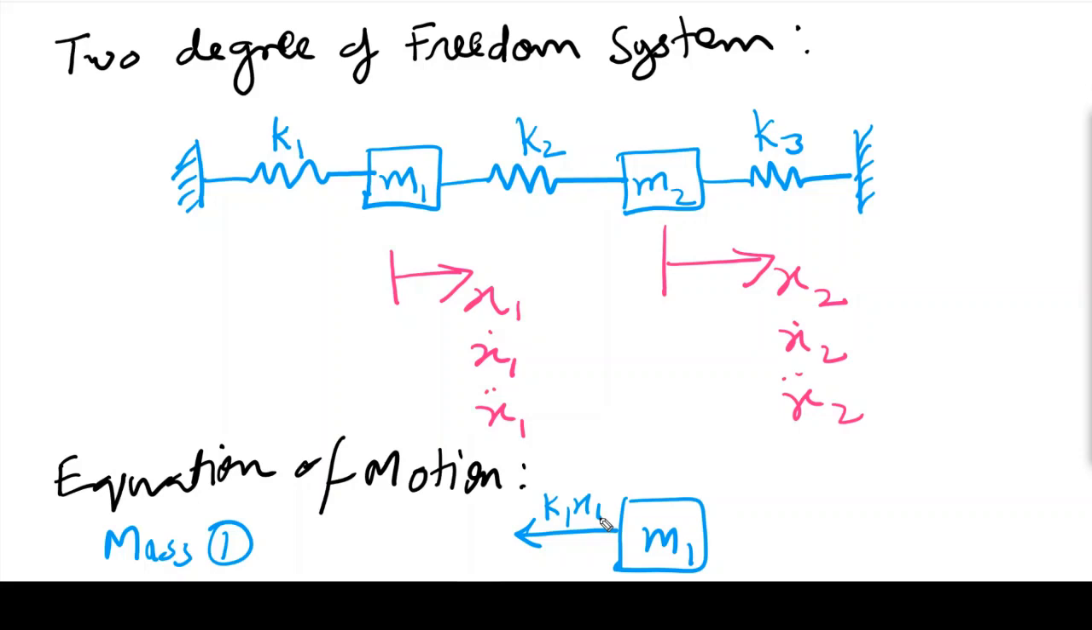Let us assume that displacement x2 is larger than displacement x1. So in this condition, spring k2 will be in tension. So it will exert a force k2 (x2 minus x1) on mass m1.